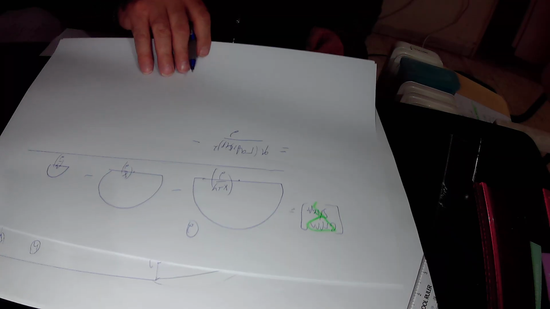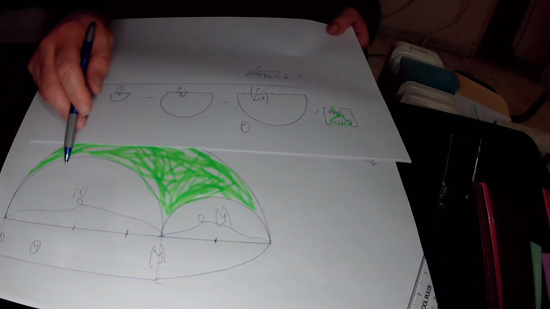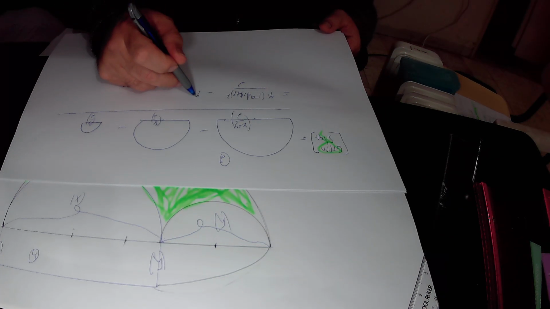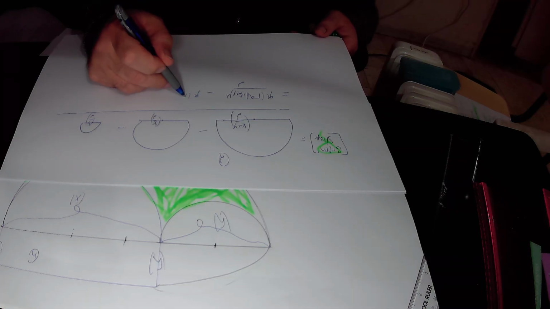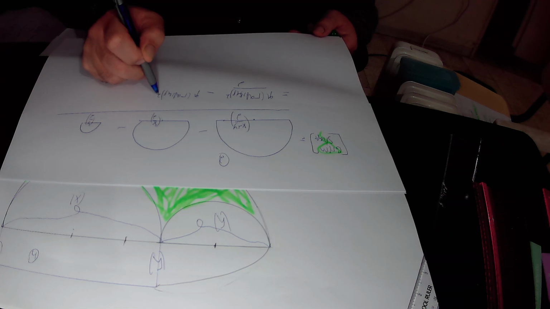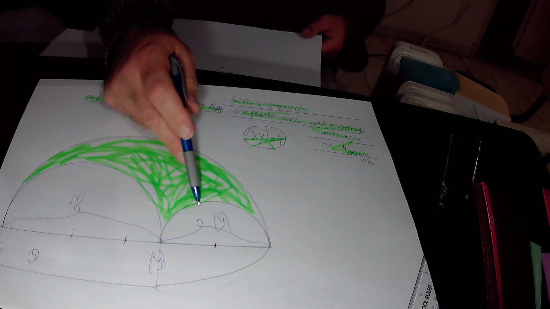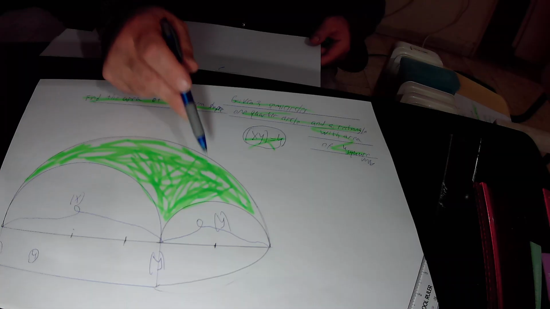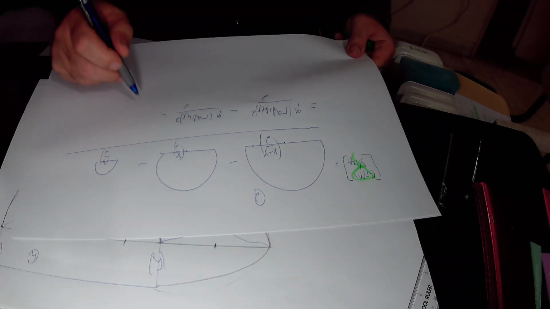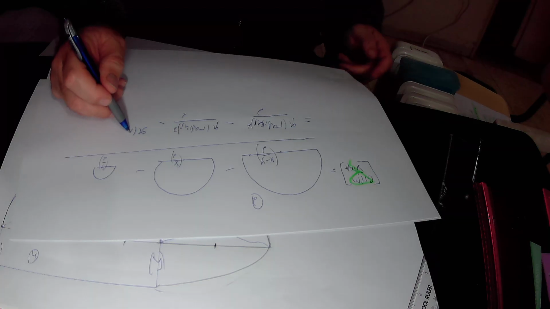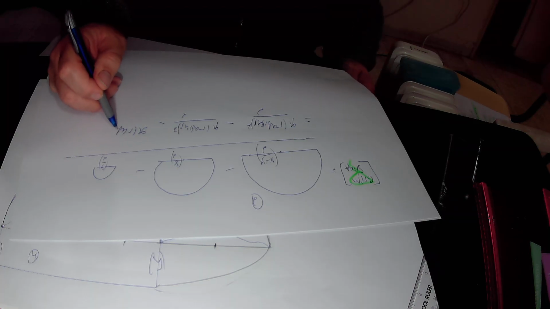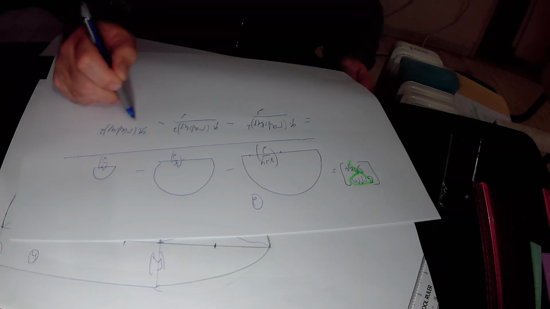Minus the area of the medium semicircle: the area of this medium semicircle equals pi times the radius of the medium semicircle squared over 2. Minus the area of this smallest semicircle: the area of this smallest semicircle equals pi times the radius of the smallest semicircle squared over 2.